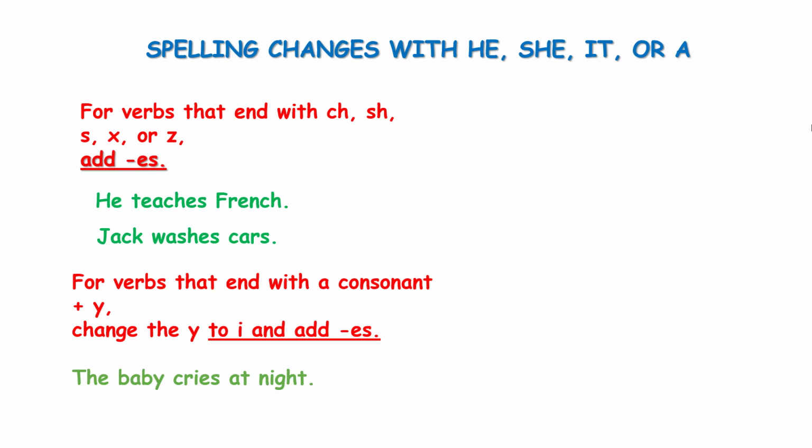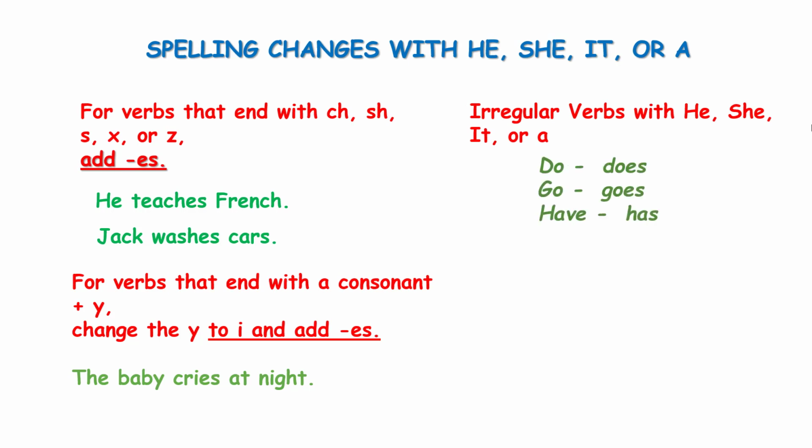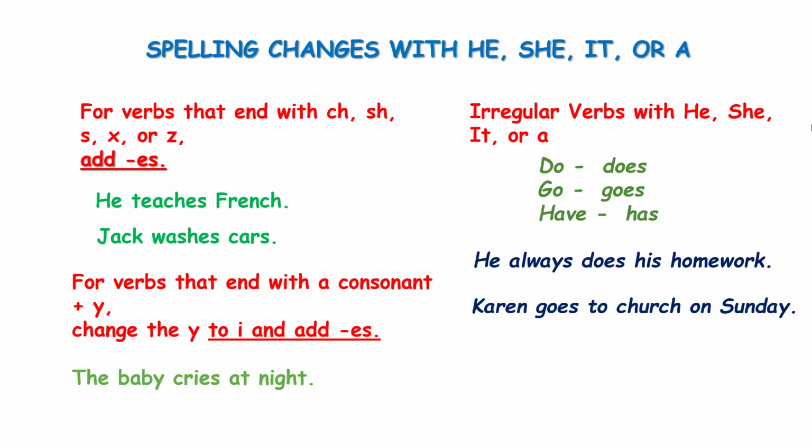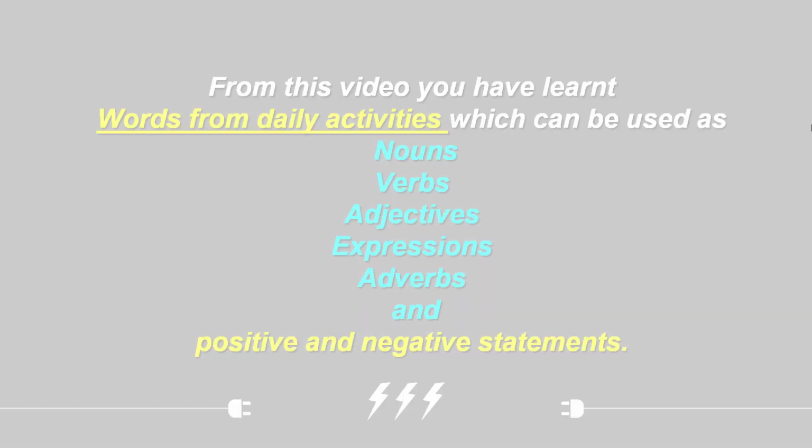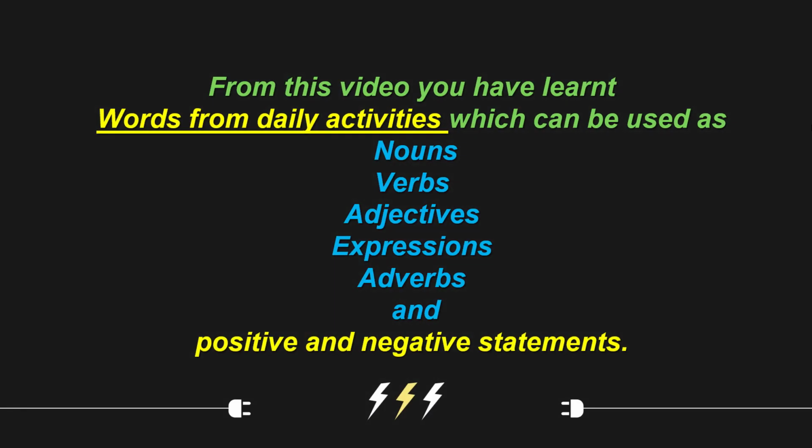Irregular verbs with he, she, or it. Do becomes does. Go becomes goes. Have becomes has. He always does his homework. Karen goes to church on Sunday. The house has a swimming pool. We can change the spelling of a verb to fit into a sentence to give the right meaning.